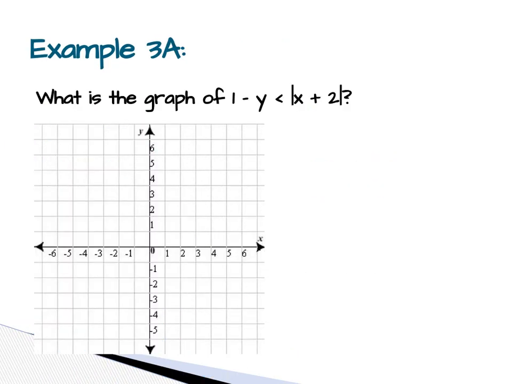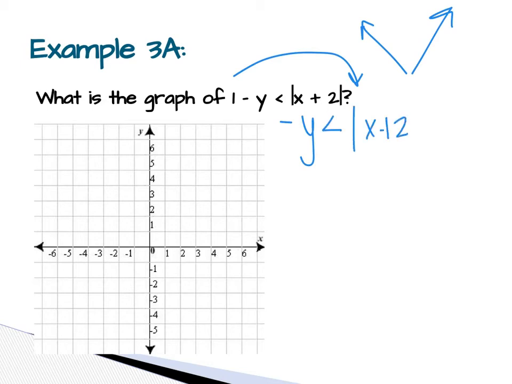Alright, example 6, I have another inequality for you. This one is an absolute value inequality, which means it's going to graph a V. If you put it in the general form of an absolute value, you need to move this 1 over. So you get negative y is less than absolute value of x plus 2, minus 1. Then you can't have negative y, so you're going to change all the signs, including the inequality symbol. Now you have the general form of an absolute value.